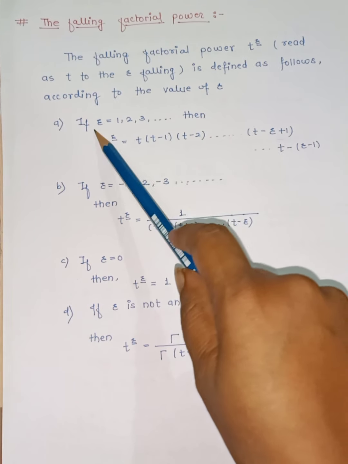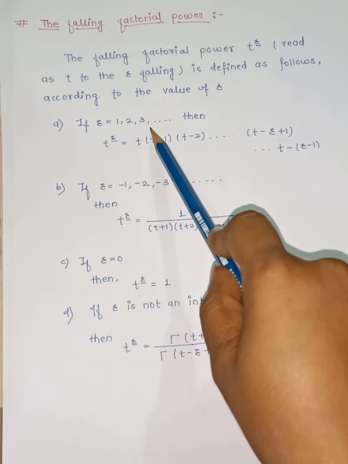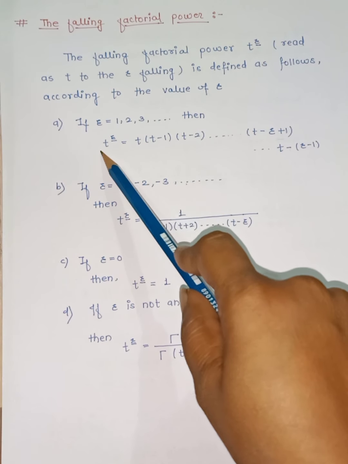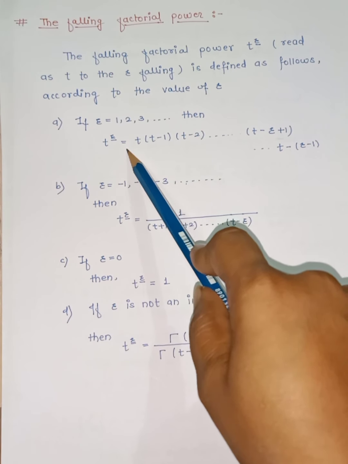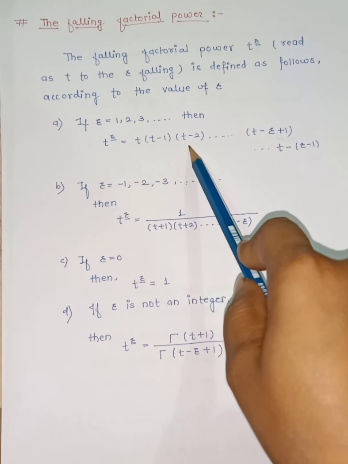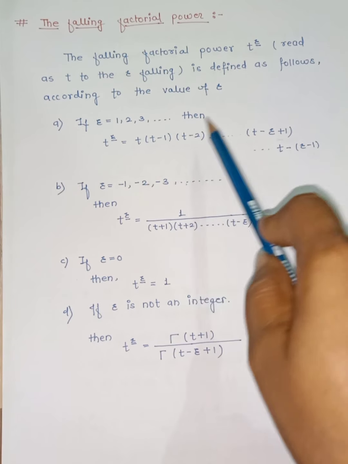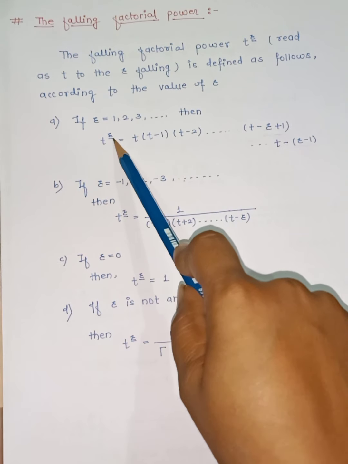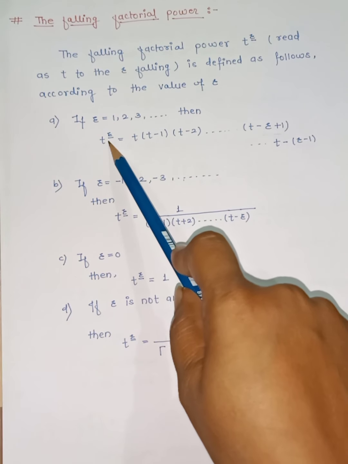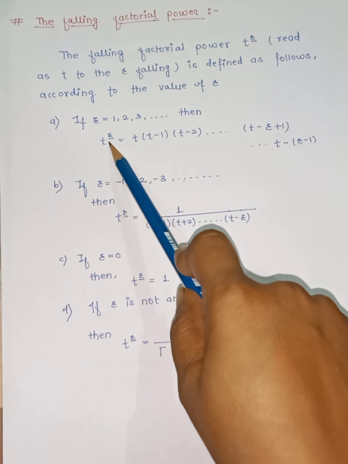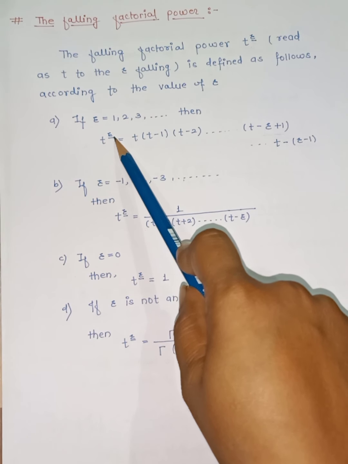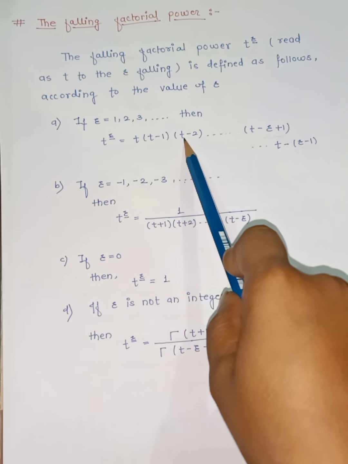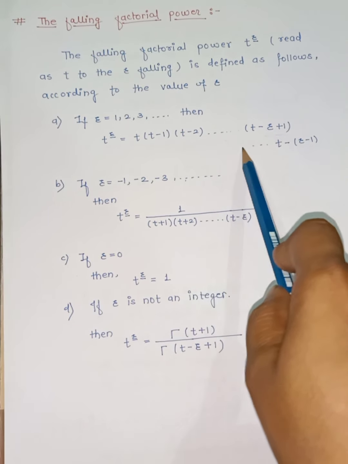Okay, so if r is any positive integer like 1, 2, 3, 4 and so on, then t to the r falling will be defined as t into t minus 1 into t minus 2. We keep reducing one term at a time, up to r minus 1. That is, whatever term is here, suppose it is 3, t to the falling 3, then we go up to t minus 1, t minus 2, that is, up to the 3 minus 1 term.